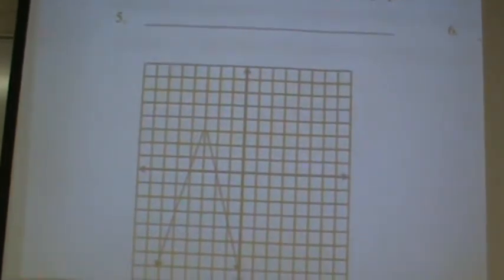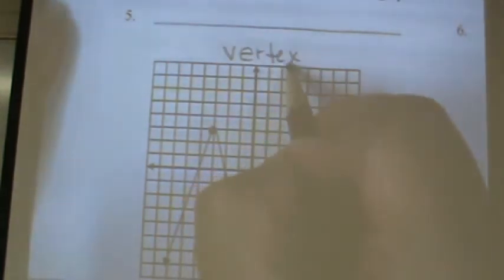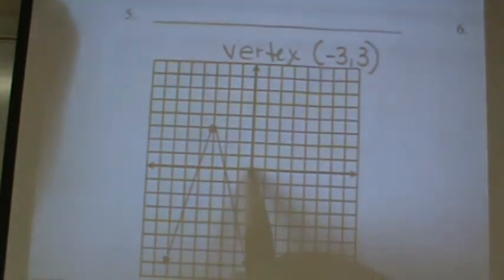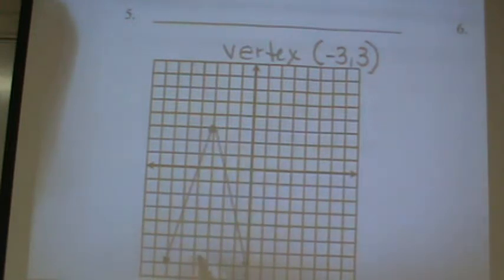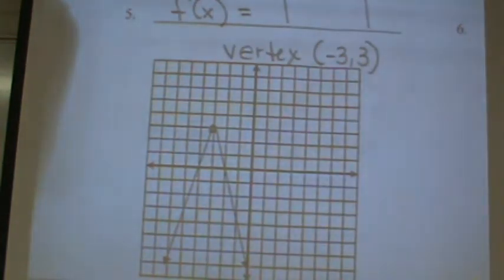What if I give you a picture and I said, give me the function? Can you go in the reverse order now? What would you first want to find? The vertex, yes. What is the vertex? Negative 3, 3. So from here we went 1, 2, 3, 1, 2, 3. So how do I insert the vertex into this problem? Well, I know I have an absolute value, and here's my x.